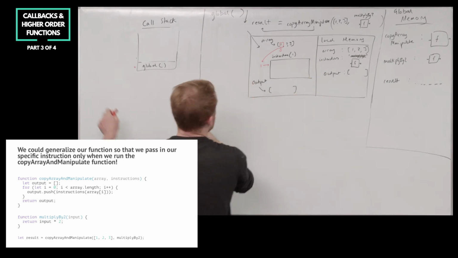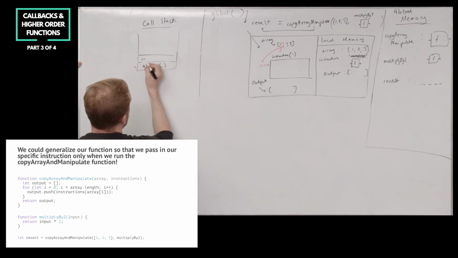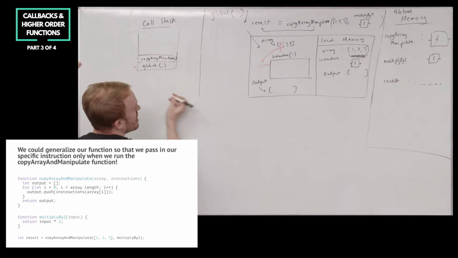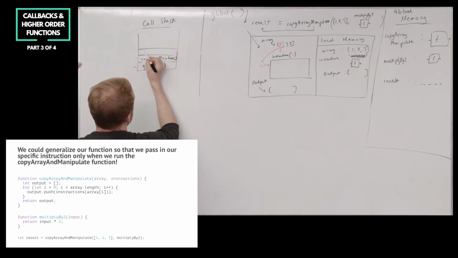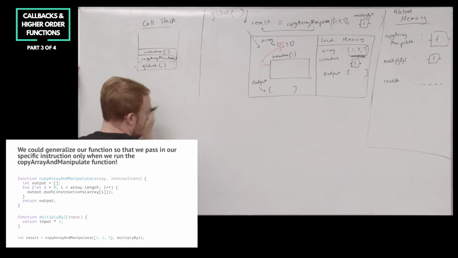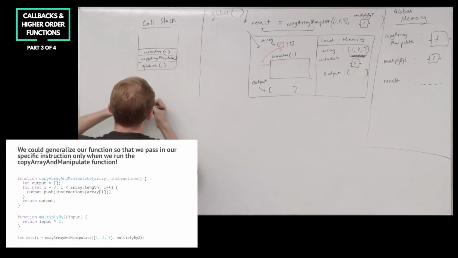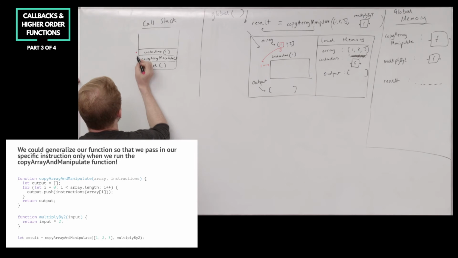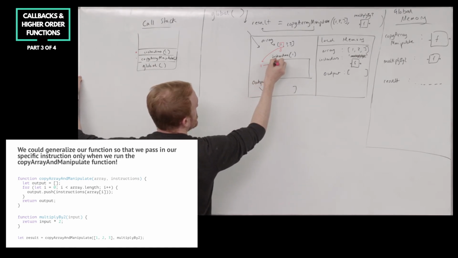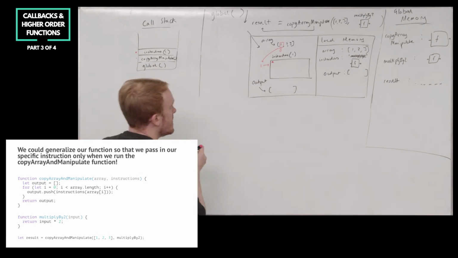We need to keep track of these on our call stack. So there's our copy array and manipulate. We were currently in that, but within that copy array and manipulate, we're going to call instructions. So it gets put on the very top of the call stack. Instructions with the input of 1, and that's where we are at the moment. Okay, and into it we go.